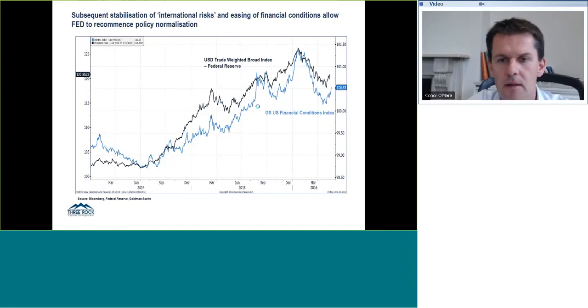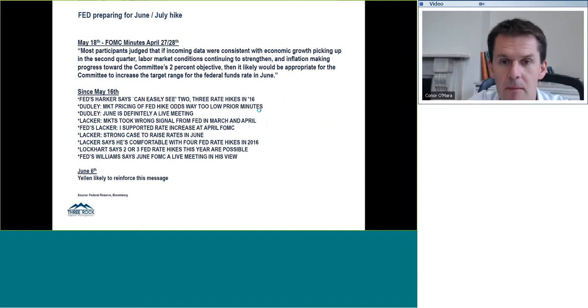And you can see the Goldman Sachs U.S. Financial Conditions Index there, and the extent to which that's eased, and how closely correlated it has been with the dollar, and the extent to which the dollar was responsible for the tightening of financial conditions. So the Financial Conditions Index is now back to levels it was at in December, at which time the Fed hiked. So they have room now to recommence policy normalization. And they have begun preparing the markets for that in the last 10 days with a very notable shift in rhetoric. And that's centered around the minutes of the April 27th, 28th meeting, which were released on May the 18th.